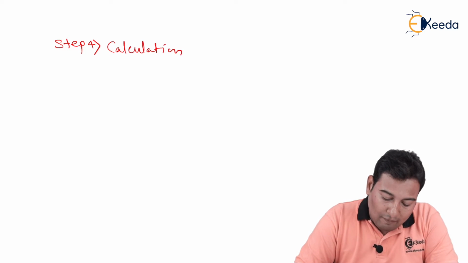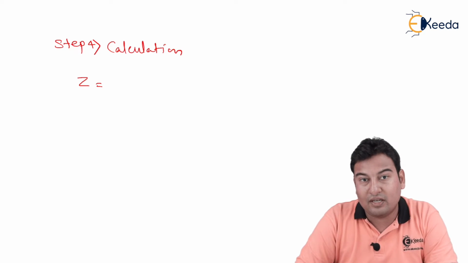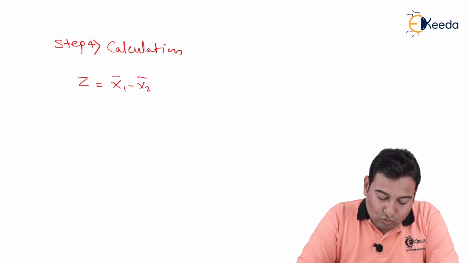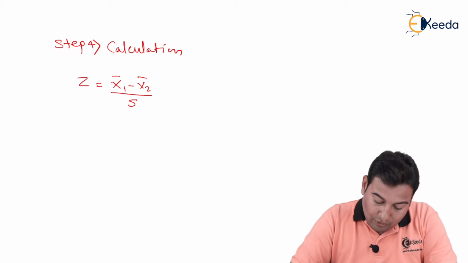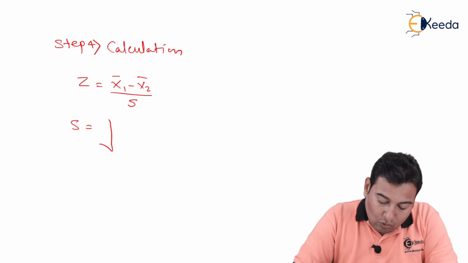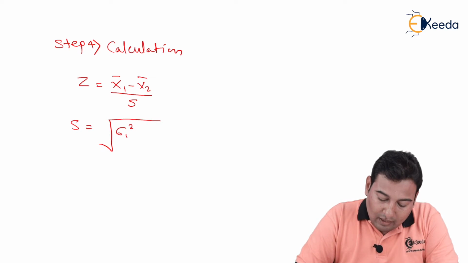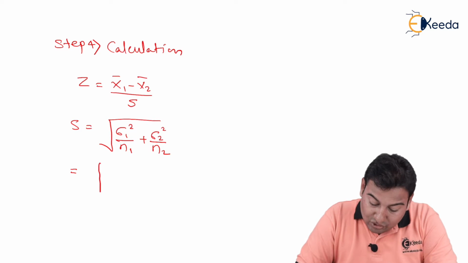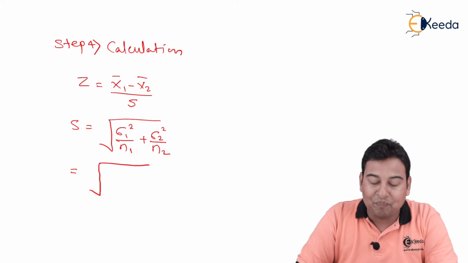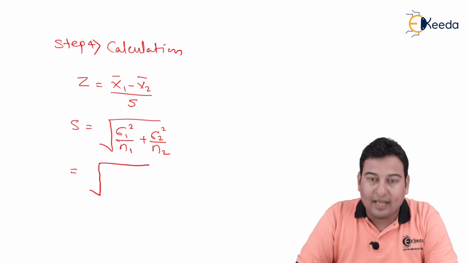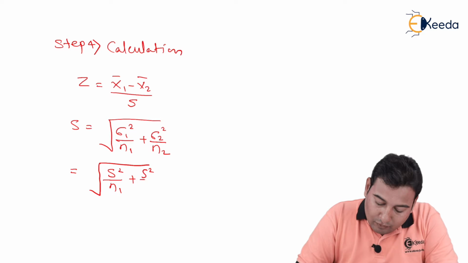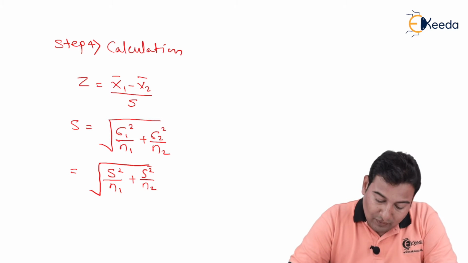And the formula for Z is, now the formula will change. Obviously we have changed the type, so the formula will be different. x1 bar minus x2 bar upon s. Here s is unknown. The formula for s is root of sigma 1 square upon n1 plus sigma 2 square upon n2. Again, we know in large sample test you can replace this sigma with s. Since in the problem sigma is not mentioned, s is mentioned, so we need to take the alternate formula for this. So let us first find s.